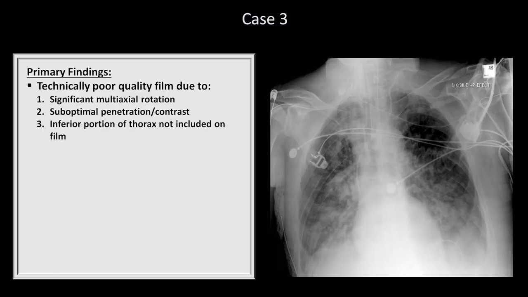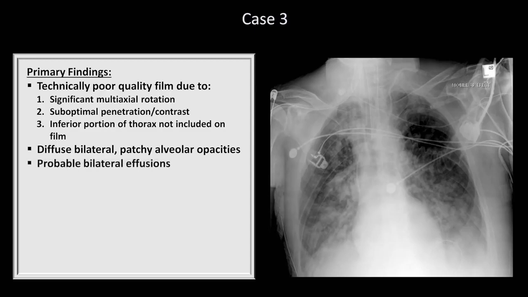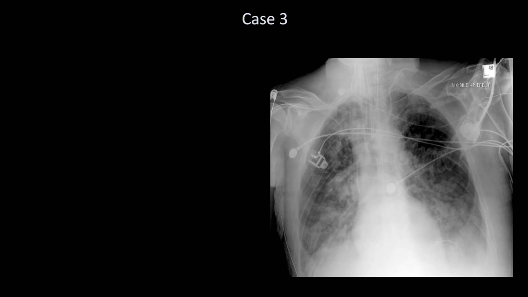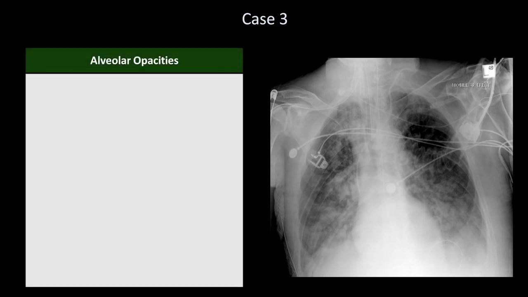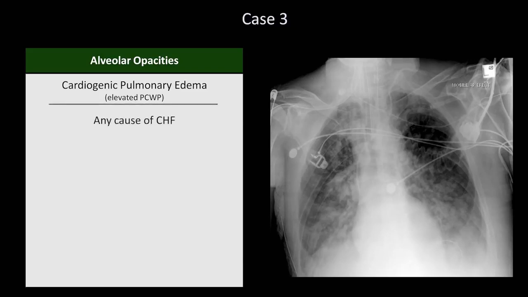Now moving on to the actual findings, there are obvious diffuse bilateral patchy alveolar opacities with probable bilateral effusions. So what's causing those opacities? The etiologies of diffuse alveolar opacities can be divided into two categories. First, there is cardiogenic pulmonary edema, which is associated with an elevated pulmonary capillary wedge pressure, which is a surrogate for left atrial pressure. Any cause of CHF can lead to cardiogenic edema.